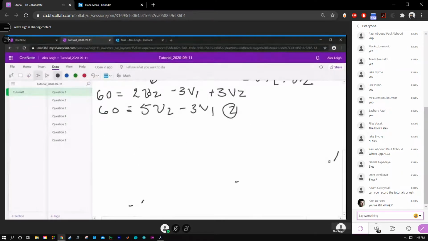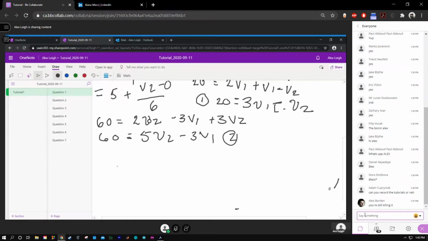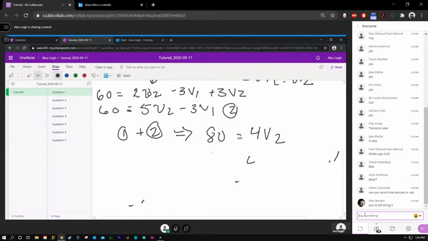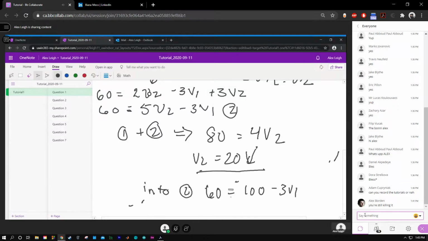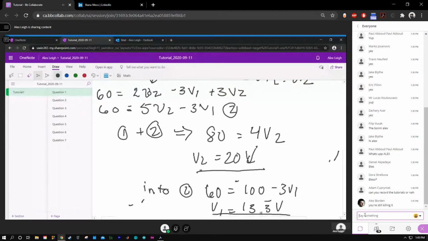So solving, I can just do the sum of the 2 equations because we have a positive and a negative V1. So if I do equation 1 plus equation 2, I end up with 80 equals 4 V2, which means V2 is 20 volts. Okay, and if V2 is 20 volts, I can put it into this equation right here. It doesn't really matter which one. And then if I put it into 2, I end up with 60 equals 100 minus 3V1, which means that V1 is 13.3 repeated volts. Any questions on how I solved that?